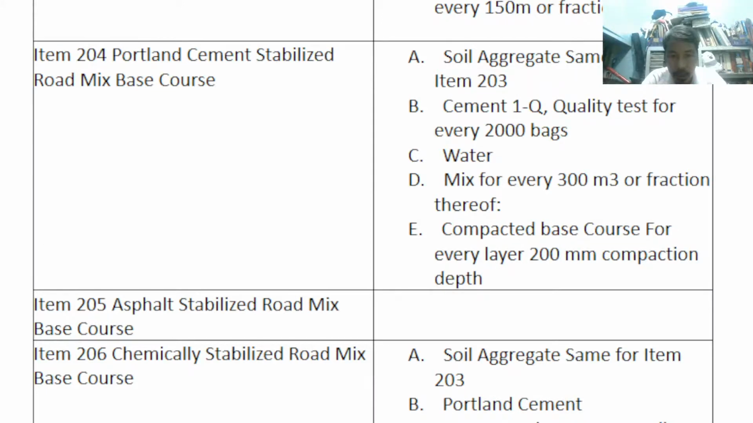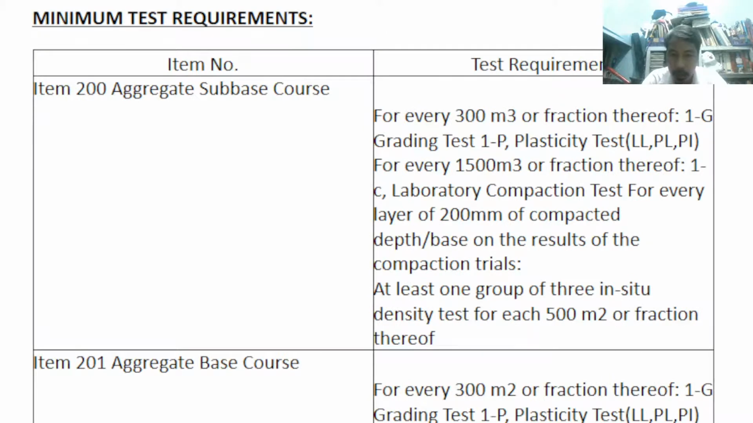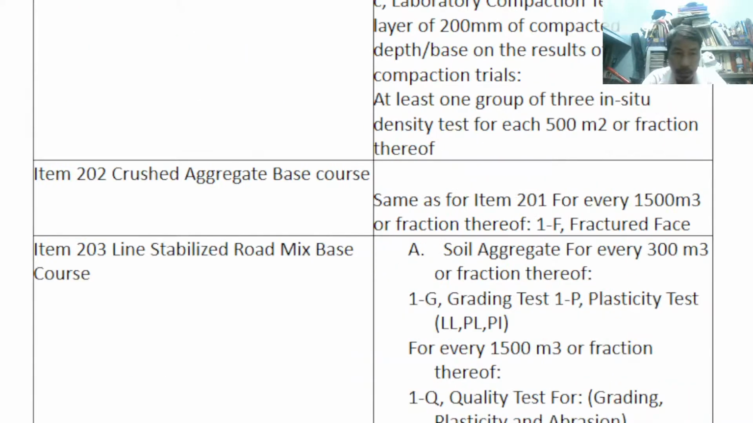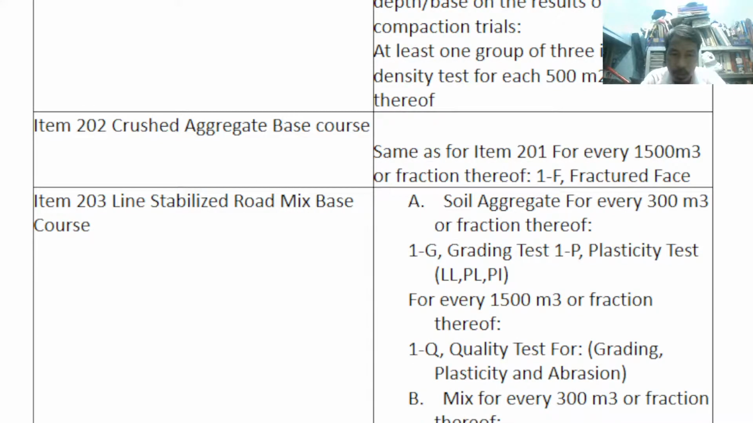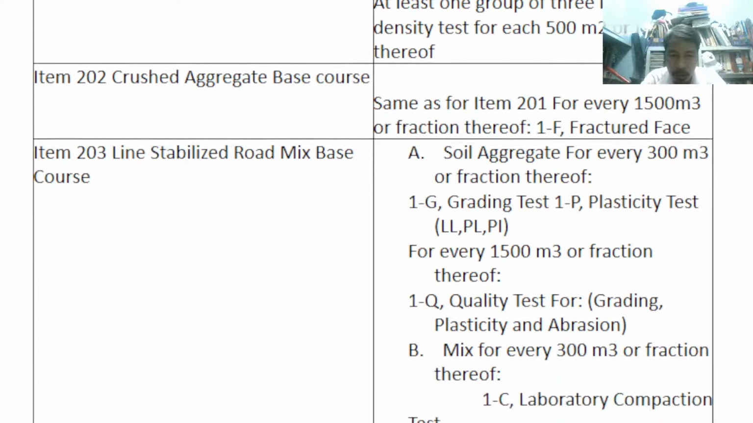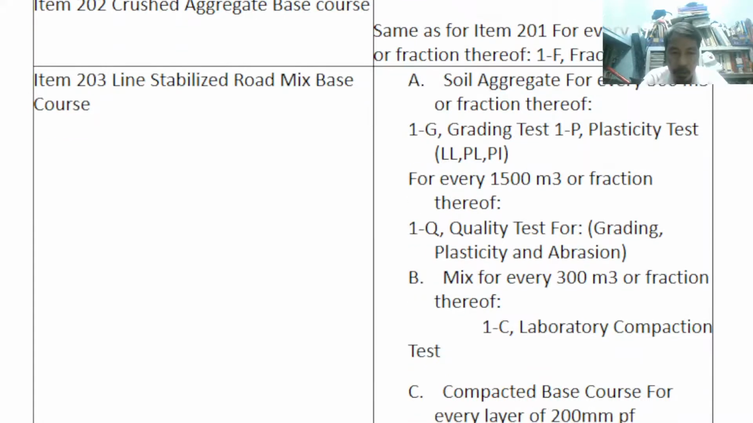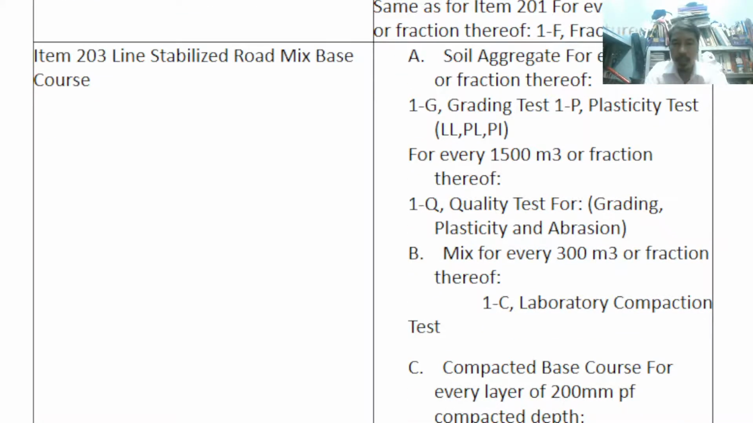So for 203, let us review 203. So 203, we have what? 6 different tests. 1-G, 1-P, 1-Q, 1-C, 1-D. What else? 1-T. So there are 6 types of tests. Only 1-F is not included. Okay? 1-F is what we call fractured face test.